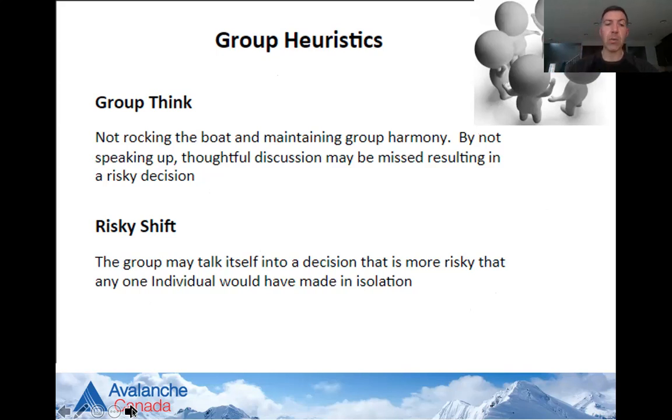And you might actually end up talking yourself into a situation that, as a group, you feel emboldened, but as an individual, you probably wouldn't make that same decision, okay? So just bear it in mind within a group, especially if you're with all your mates.